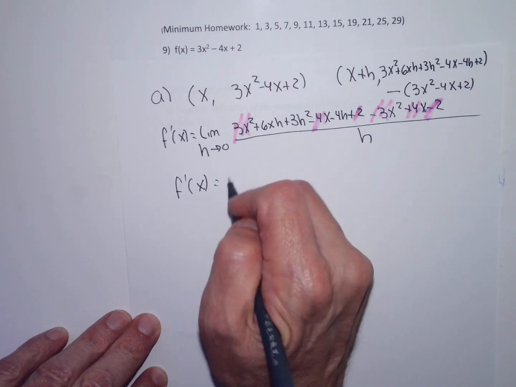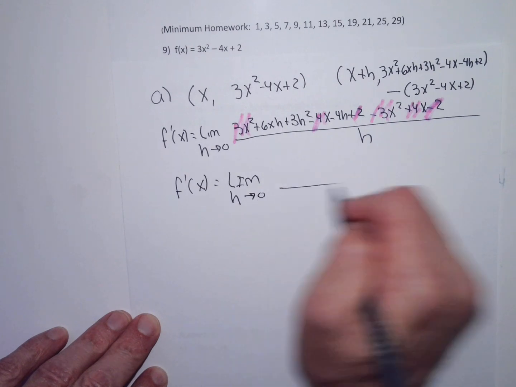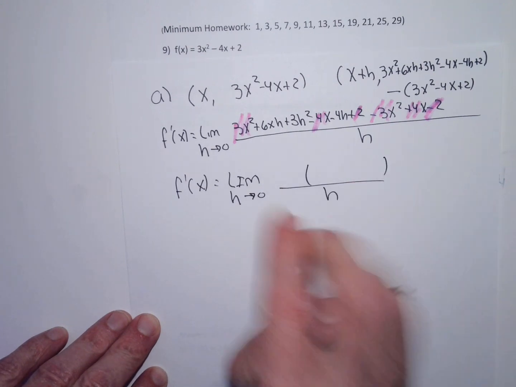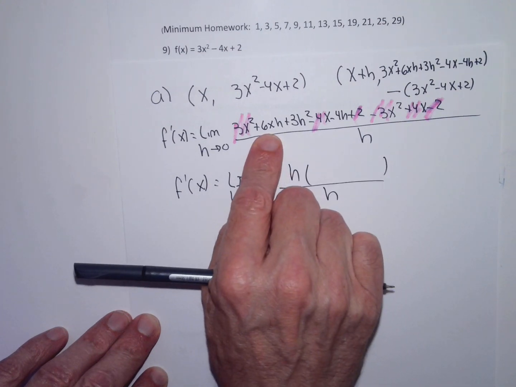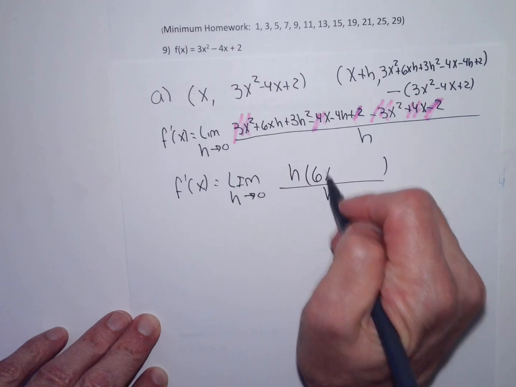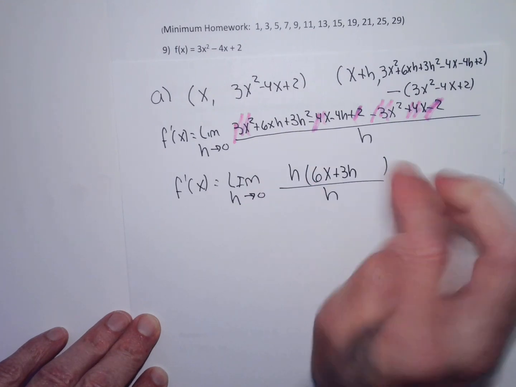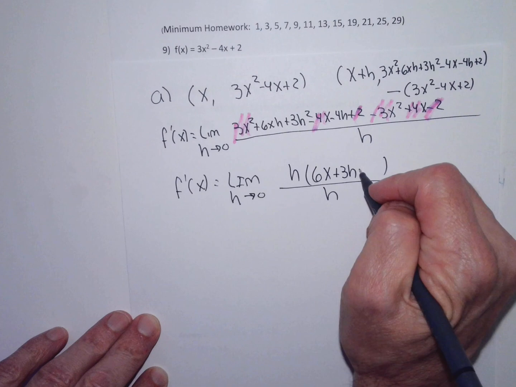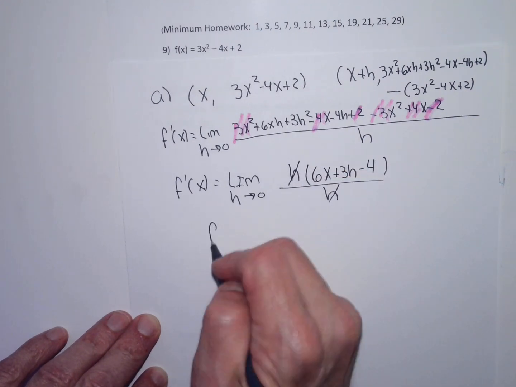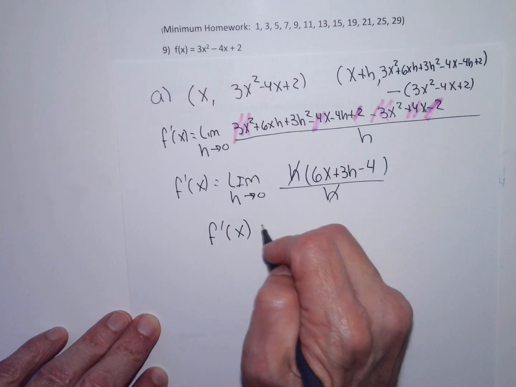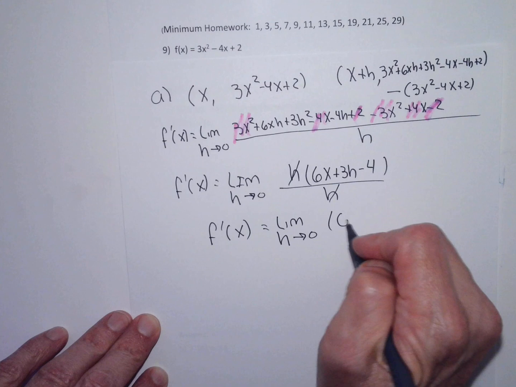Now in the numerator, I'm going to pull out a common factor of h before I write down what's left. So pull out an h. The 6xh, when you take an h away, you're left with 6x. The 3h squared, when you take an h away, you're left with plus 3h. The minus 4h, when you take an h away, you're left with minus 4. Cancel the h's, and I get f prime of x is the limit as h goes to 0 of 6x plus 3h minus 4.